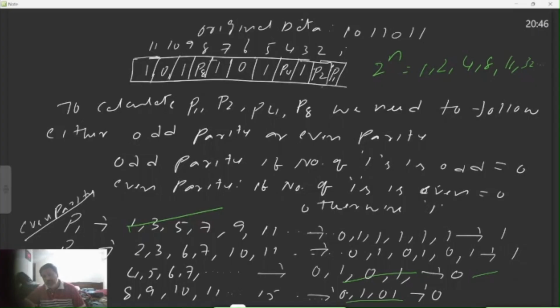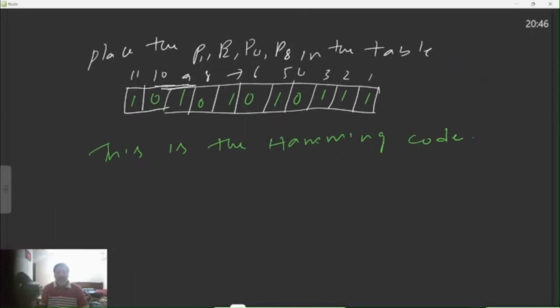Then put all these values in this table. We have placed P1, P2, P4, P8. So finally, this is what is called the Hamming code. This is very easy.